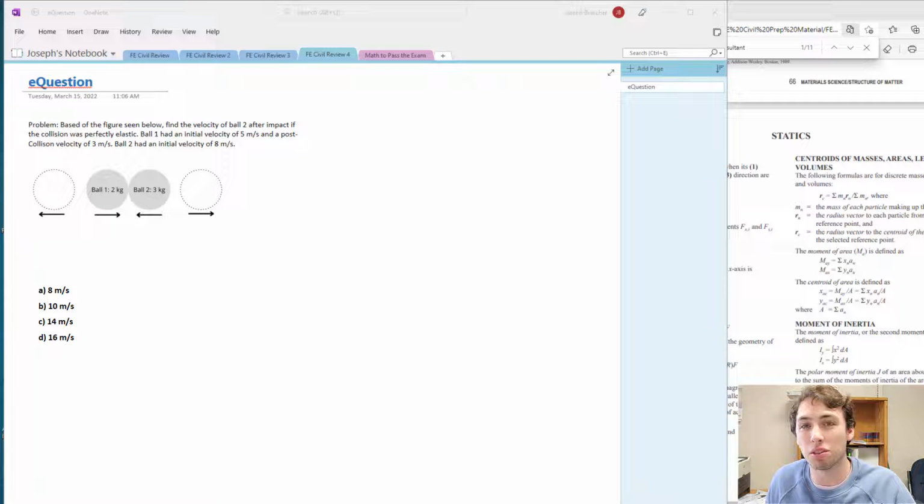In this video, we're going to be doing a dynamics problem. It's a collision between two balls. We're going to find one of the ball's velocities post-collision, and there's a little bit of a twist in this problem, so this will be a really interesting one.